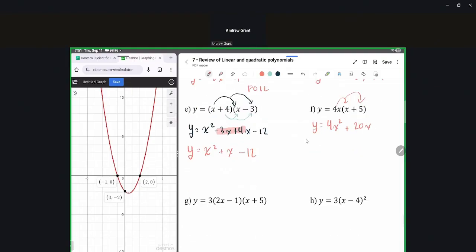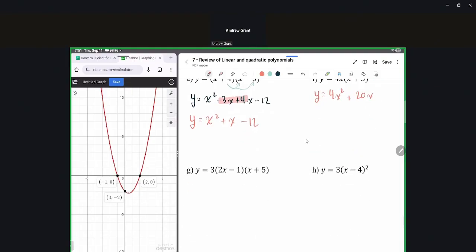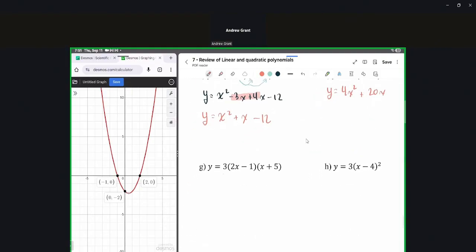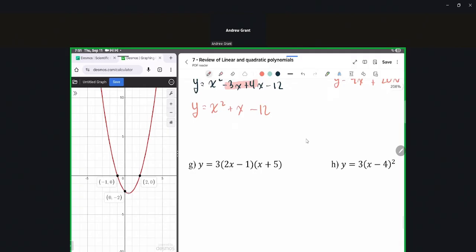Okay, this is the longest of these. So we now have y is equal to 3, out the front, times 2x minus 1 in brackets times x plus 5. Again, what I would recommend is we just deal with the inside portion first and then multiply by 3 afterwards. So we're going to take y is equal to 3, leave the bracket. 2x times x is going to give us 2x squared. 2x multiplied by 5 is going to give us positive 10x. Negative 1 times x is going to give us negative x, and negative 1 times 5 is going to give us negative 5.